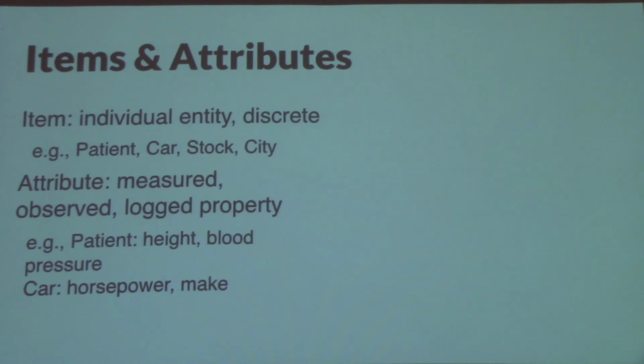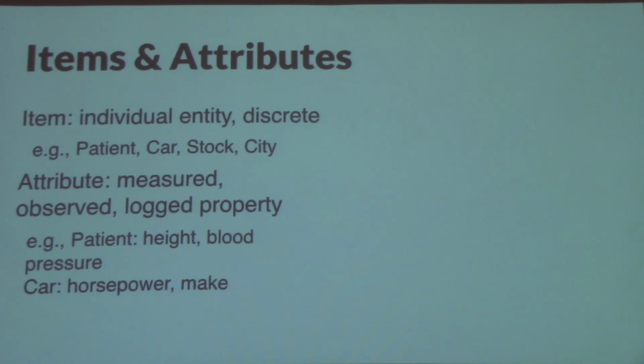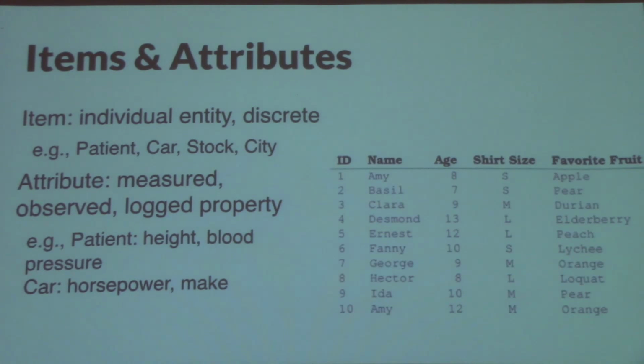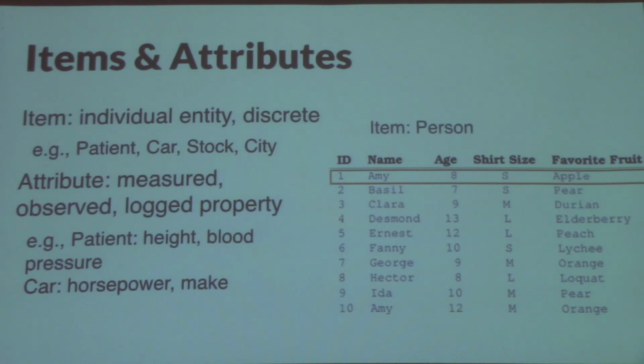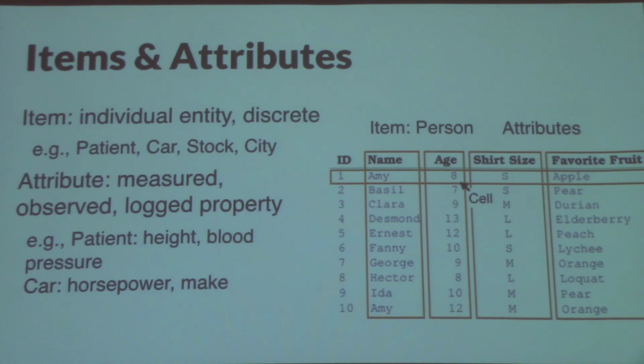In statistics, you would call these the independent and the dependent variables. So these are the independent variables here, and this would be the dependent variable. You kind of need an independent variable to measure a dependent variable. And typically, the standard representation is that we have the items in the rows. Like here in this case, the item would be a person, and then we have the attributes in the columns.